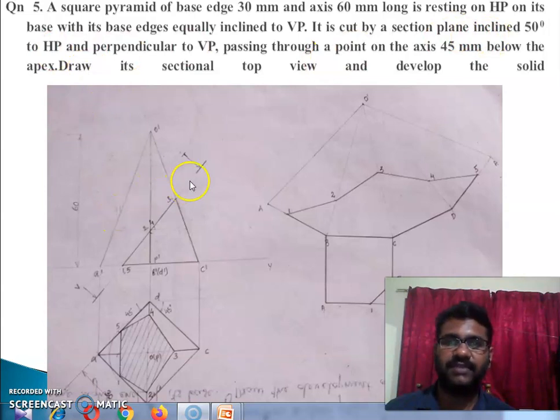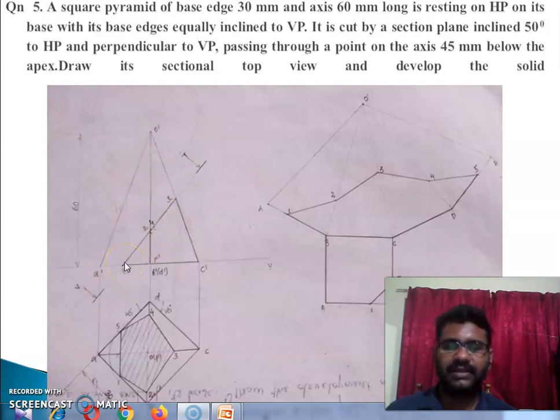So draw the section line which is 50 degrees to HP, passing through a point 45 mm below the apex. So from the apex you locate this point which is 45 mm from the apex. Through that point you can draw the section line which is inclined 50 degrees. That 50 degree inclination is given in the question. This point is 45 mm below the apex. Locate all the section points.